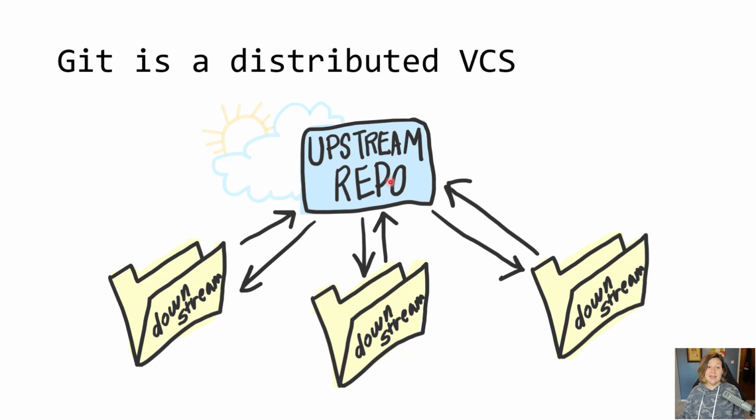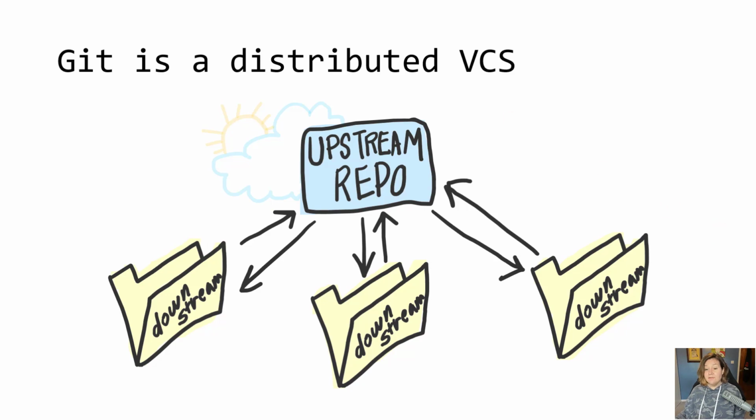But also it means that I can share it with other people. Once it's in that upstream repo, others can pull that change down. So this is what we mean by saying that Git is a distributed VCS. Conversely, if I want to know what changes Kathy is making, I need Kathy to push her changes to the upstream repo, and at that point, I can pull them down.